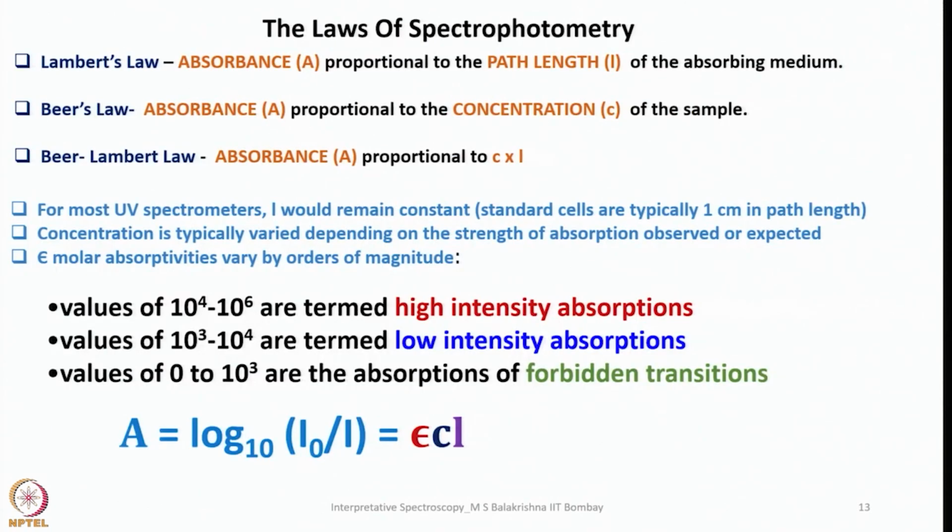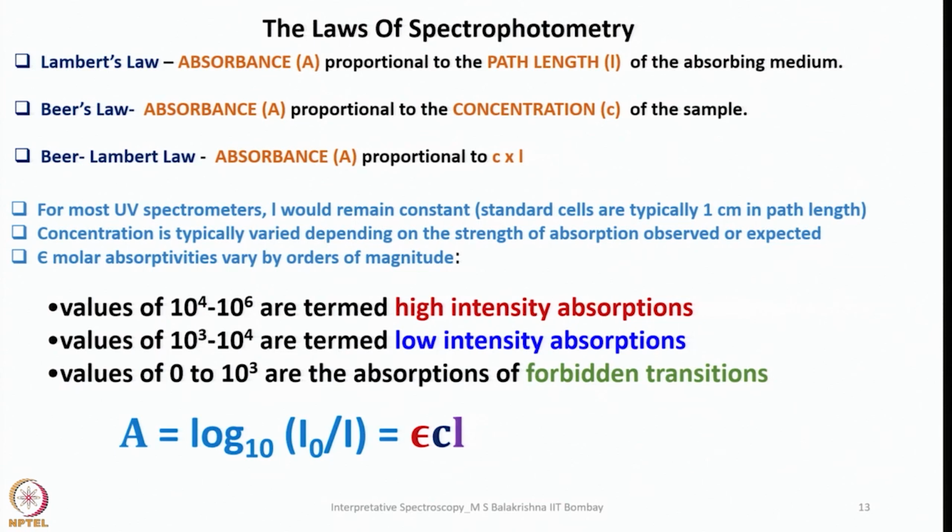Then there are certain rules we should follow while measuring the spectrum. We have to put together two well-known laws, called Lambert's law and Beer's law. What Lambert's law says is that absorbance A is proportional to the path length of the absorbing medium. The path length is whatever quartz cell we are using. And then Beer's law says absorbance is proportional to the concentration of the sample. When you combine them, we call it the Beer-Lambert law, which says absorbance is proportional to the concentration as well as the path length.